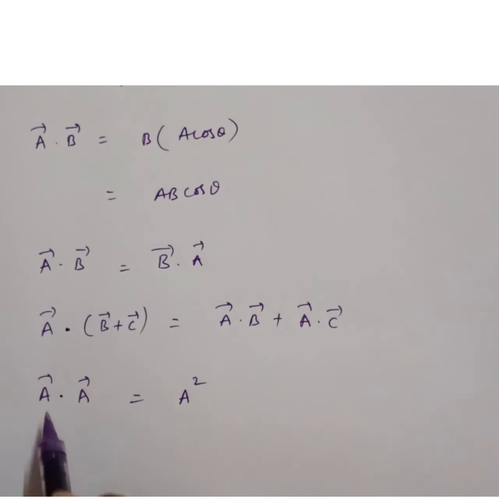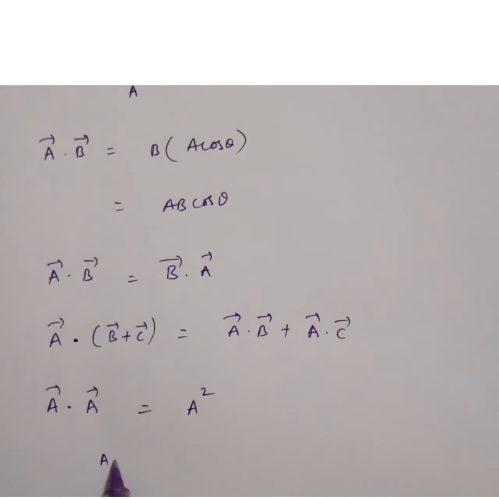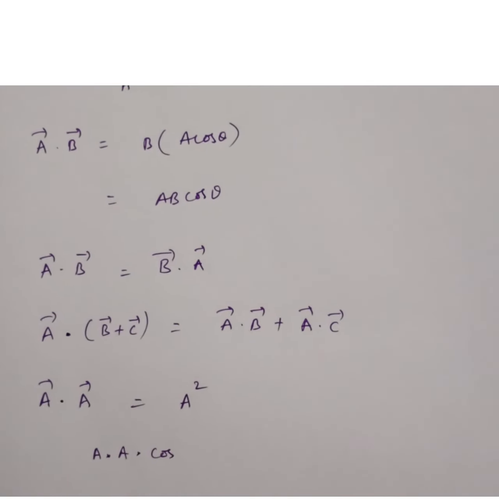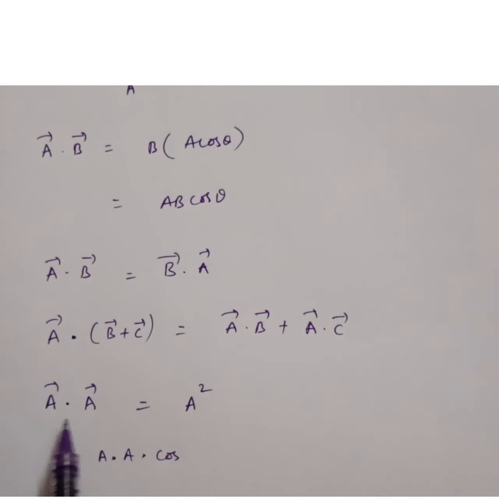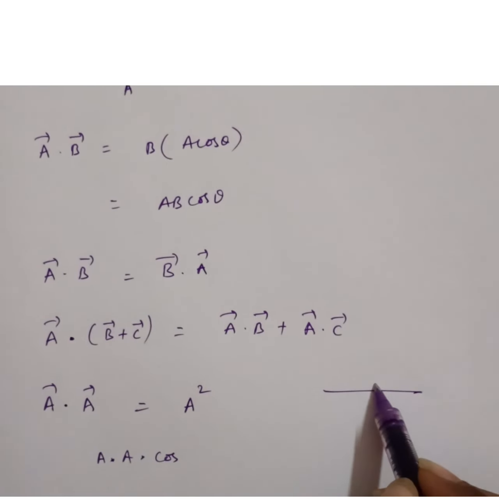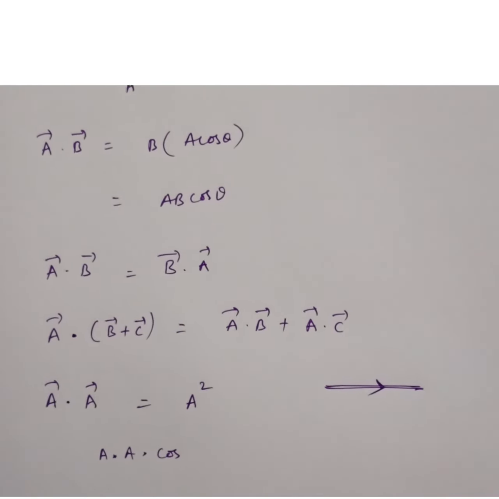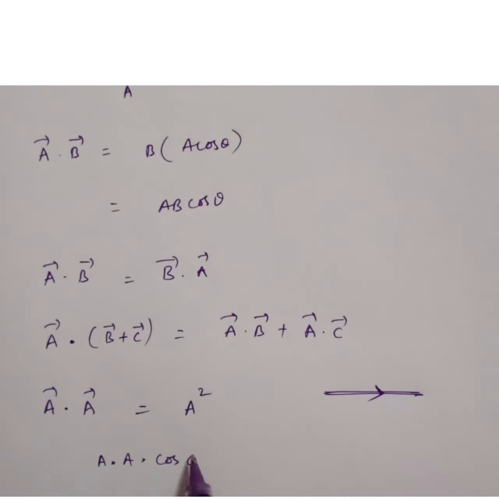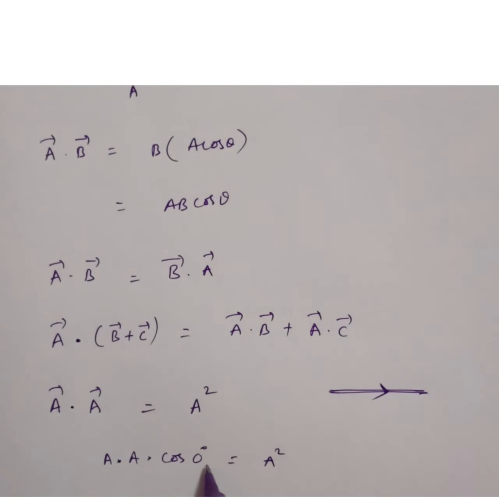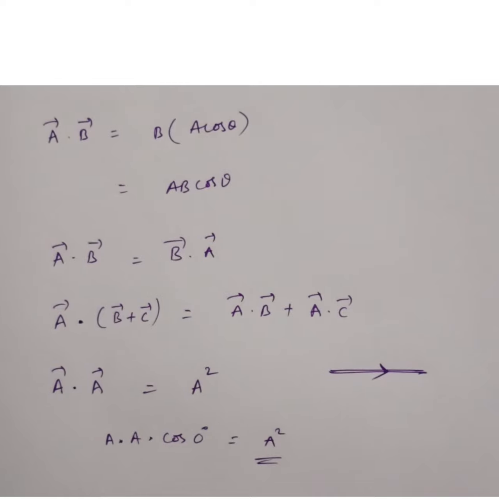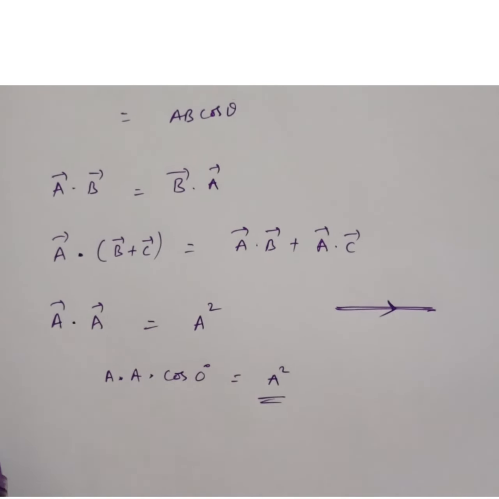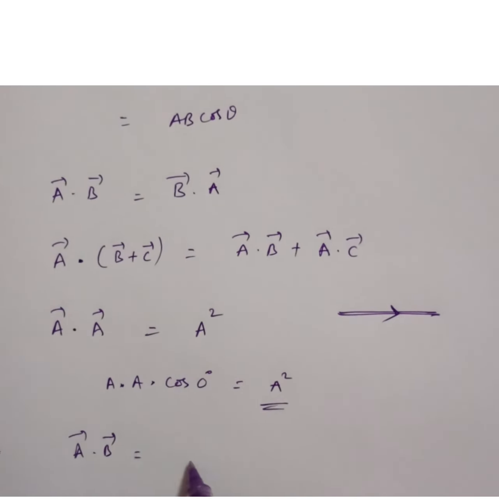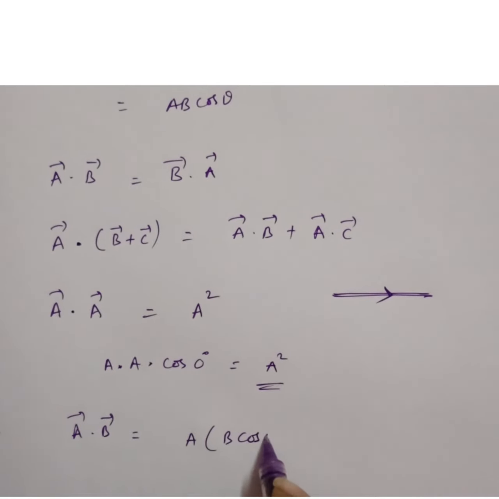How? Magnitude of A bar is A, into magnitude of A, which is A, into cos of the angle between them, the angle between two same vectors. Same means this is a vector, and another vector lies on the same vector. One vector, another vector lies on itself. So the angle between them is 0 degrees. A into A, square, cos 0 is 1, A square.